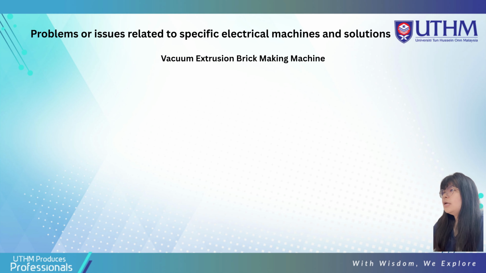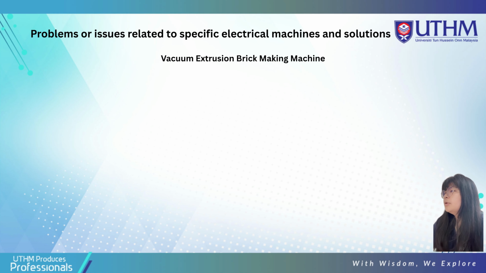For the vacuum extrusion brick making machine, the problem facing this machine is poor brick quality. It is possibly caused by foreign materials or uneven particle size in the raw materials. It may also be caused by improper clay moisture content. For the solution, we can filter the raw materials to remove foreign bodies before we mix the raw materials. We can also ensure consistent clay moisture using a moisture meter.